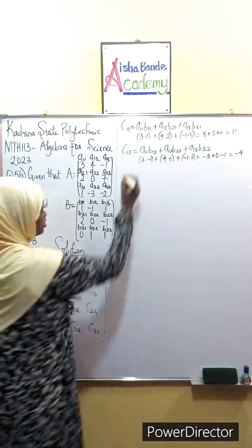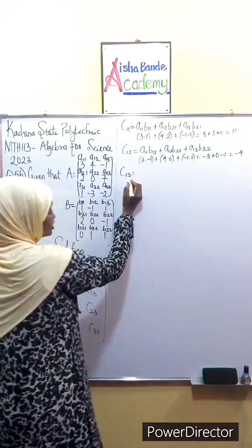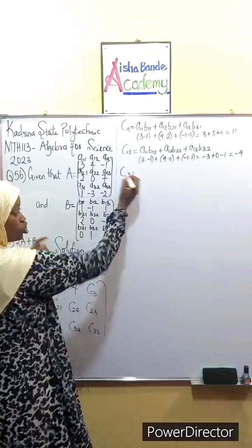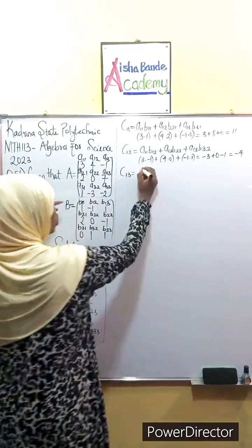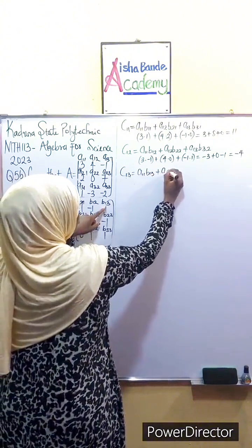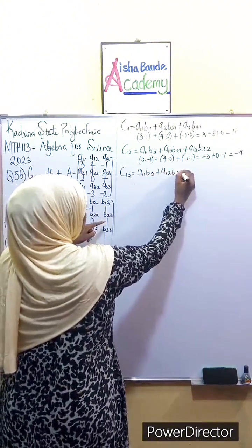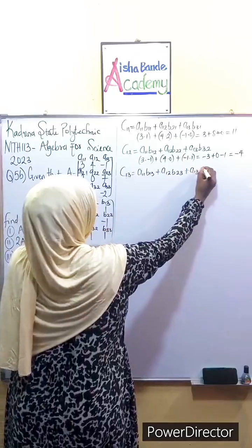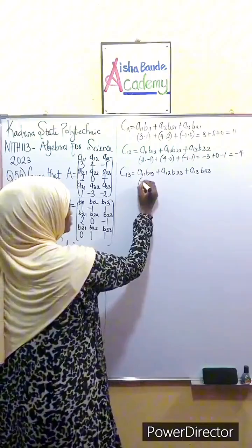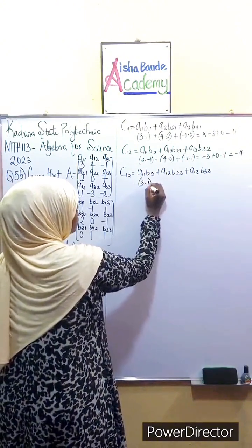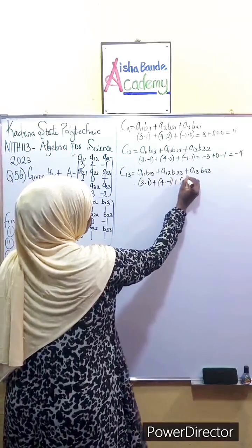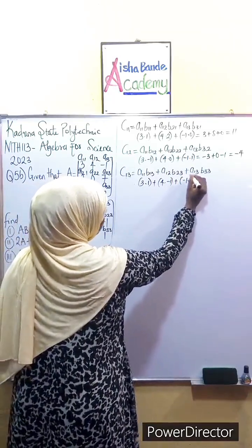So we have to look for C13 now. So C13 means we are still on the first row, but we are going to the third column. That is first row on matrix A, third column on matrix B. So this is still going to be A11 now multiplied by B13 plus A12 multiplied by B23 plus A13 multiplied by B33. So let's substitute in the value. So A11, which is 3 multiplied by 1 plus 4 multiplied by minus 1 plus minus 1 multiplied by 1.